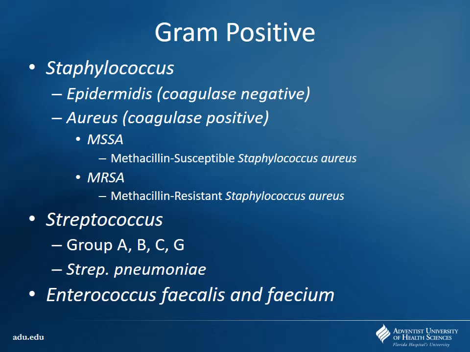big rises in rates of MRSA. We then have things like streptococcus, so things like strep pneumo. You have group A, B, C, G strep. Those will pop up in different areas, especially when we talk about ENT infections. And then also some other important ones include Enterococcus faecalis and then faecium. Where do you think Enterococcus lives? Probably in the gut, right? Yeah, so that makes sense.